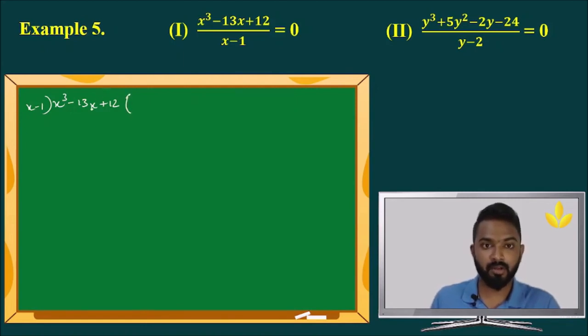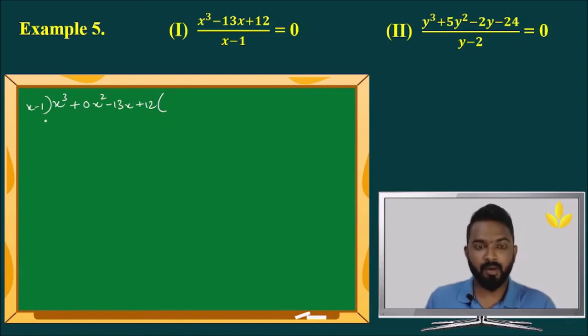Let's do this. One thing you have to do is after x cube you need a power of 2 also, which is not there, otherwise it will become unnecessarily difficult. So plus 0x square minus 13x plus 12. This is what you need to do. Now we need to eliminate each and every term one by one.